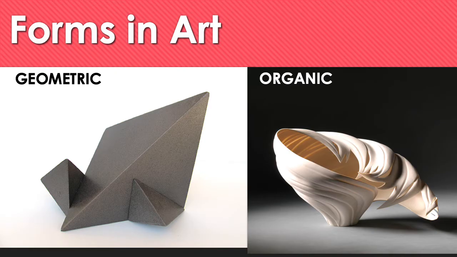So here's some forms in art. These are sculptures, so they are in the round and they do have 3 dimensions. You can see the geometric form on the left has some edges that we could measure and angles we can measure, and the organic form on the right is more free-flowing, found in nature.